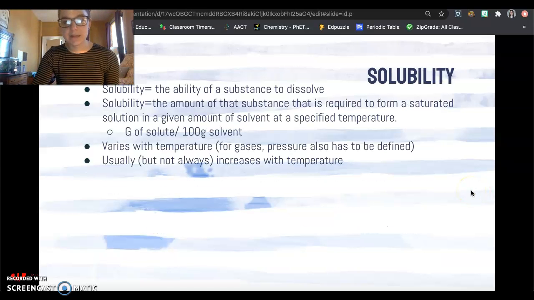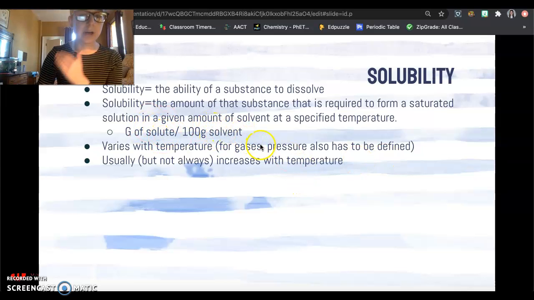So solubility, I've thrown around this word a little bit, but it basically describes the ability of a substance to dissolve. How easy is it to dissolve? The technical definition, because it is a measurement of something, is the amount of substance that is required to form a saturated solution in a given amount of solvent at a specified temperature. So typically it's given as grams of solute, what you're dissolving, per 100 grams of solvent at a specific temperature, so like at 20 degrees Celsius.